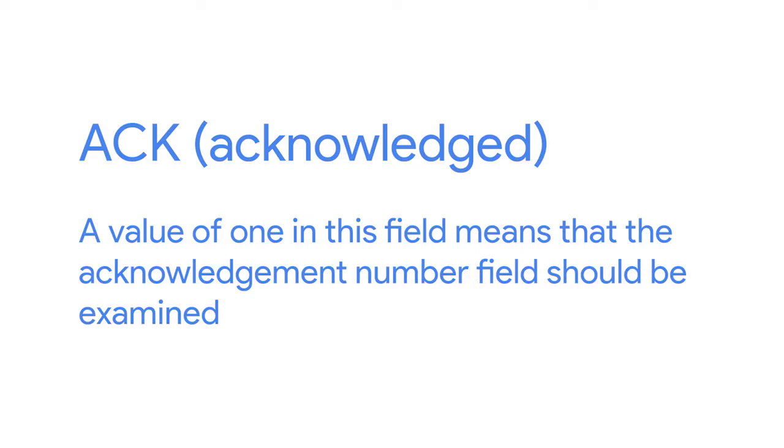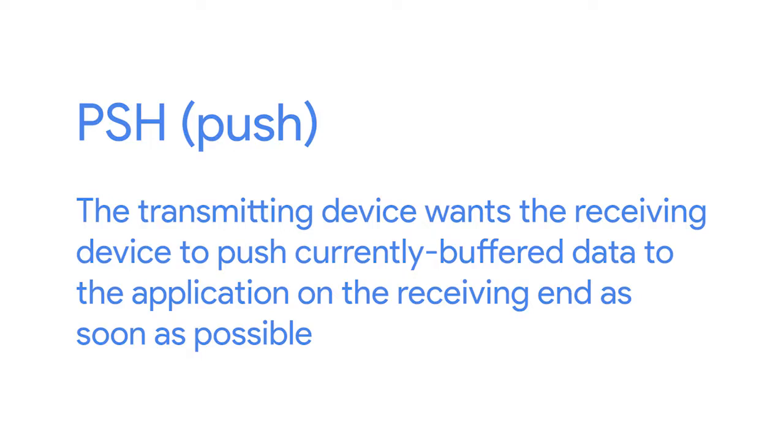The second flag is ACK, short for acknowledged. A value of 1 in this field means that the acknowledgement number field should be examined. The third flag is PSH, which is short for push. This means that the transmitting device wants the receiving device to push currently buffered data to the application on the receiving end as soon as possible.